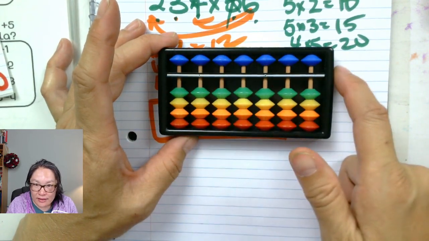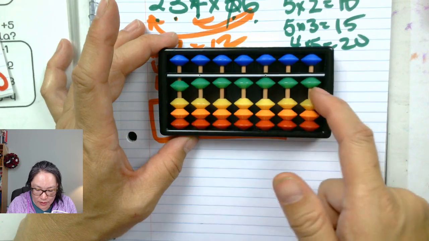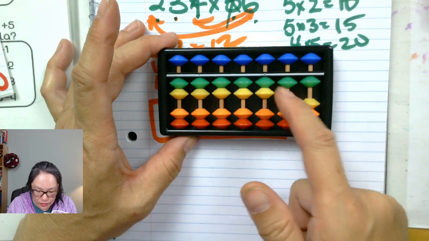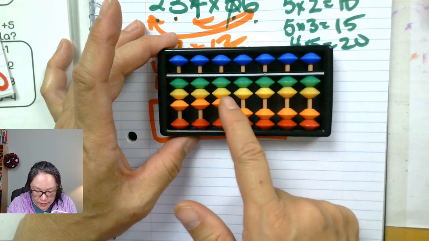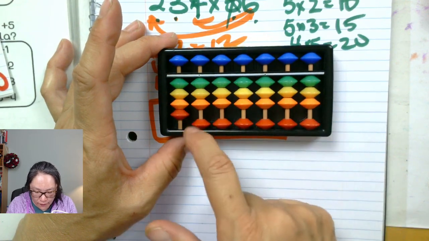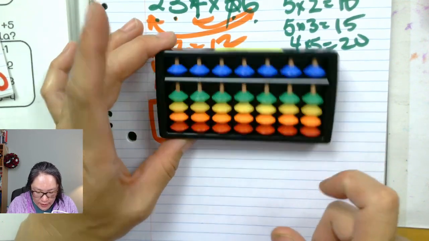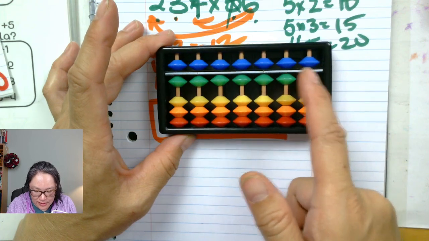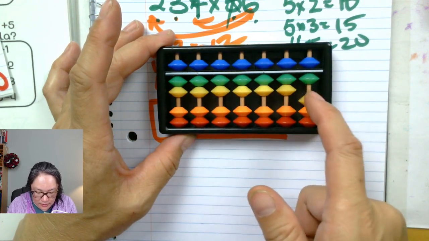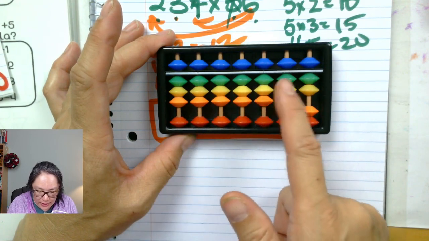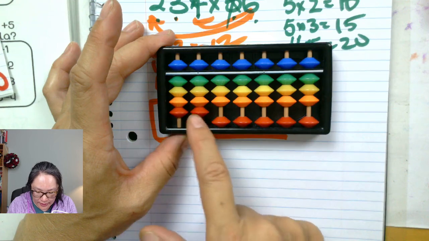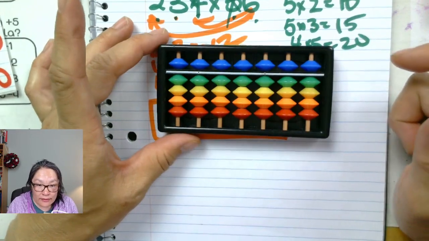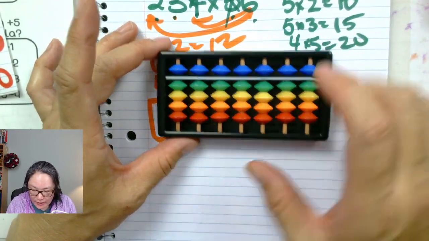If I did this, this is 0. If I did this, this would be 1. 2. 3. 4. And then we have 5, right? 6 looks like this. These are all 6s. These are all 7s. These are all 8s. And then 9. So every one of these is 9. Every column is a place value.